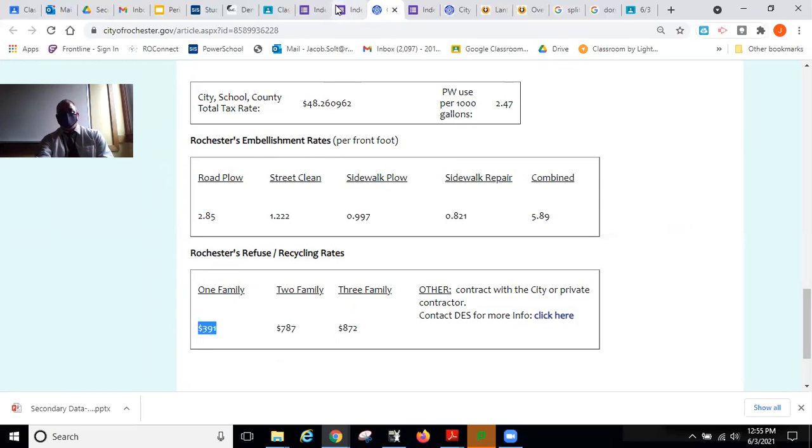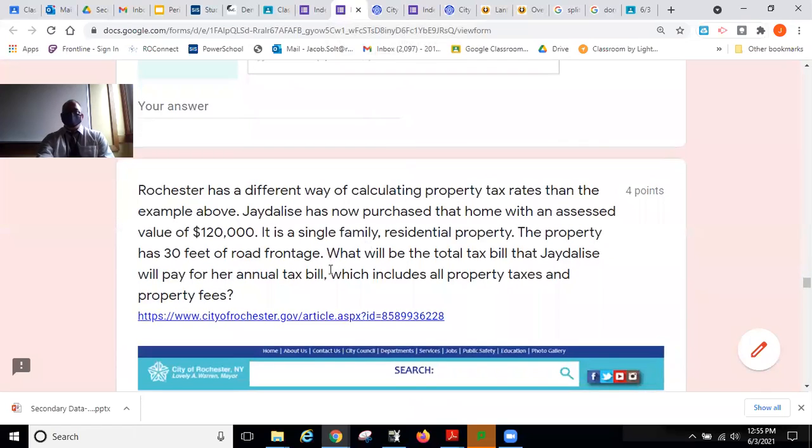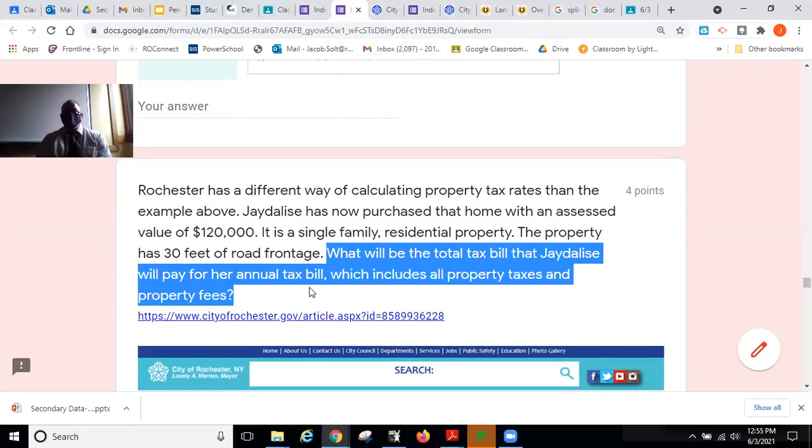All right, we're almost done. That was the refuse and recycling. Now we need to figure out what is the total tax bill that J. DeLeese will pay, which includes all of her property taxes and property fees, plus the refuse and recycling, plus the embellishments.